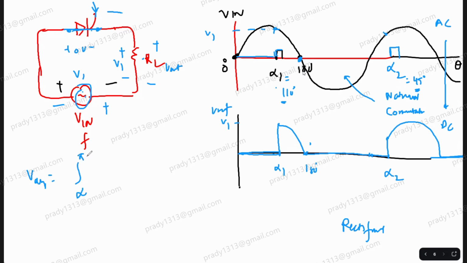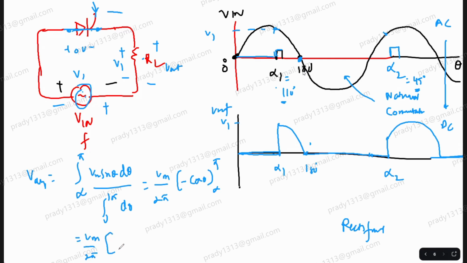Integral from alpha to 2 pi of Vm sin theta d theta, over 2 pi, correct? Yes, sir. Integration gives minus cos theta from alpha to pi, correct? Cos alpha minus cos pi. This becomes Vm by 2 pi times (1 plus cos alpha). So this is the output you are going to get.